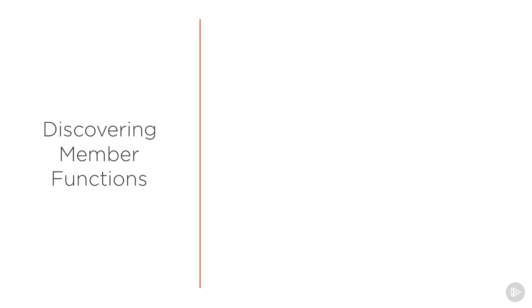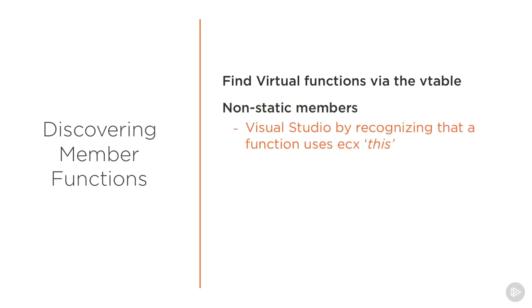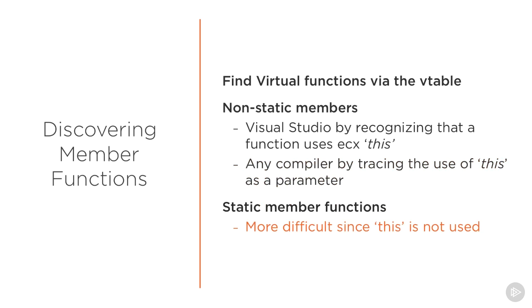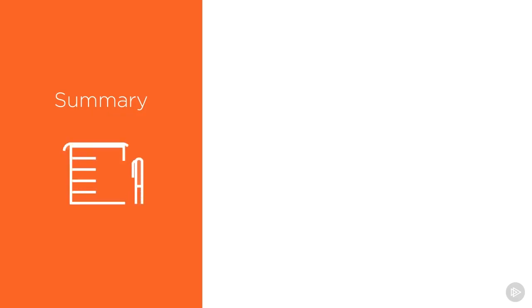What we saw in our example was that discovering member functions, the easiest way to do that was by finding the vtables and following the pointers. For non-static members, recognizing the this pointer is very helpful, and it could be something other than ECX in different compilers. For static member functions, without this and without the vtable, that could be a little bit trickier. You'll just have to identify the code in whatever way you normally do.